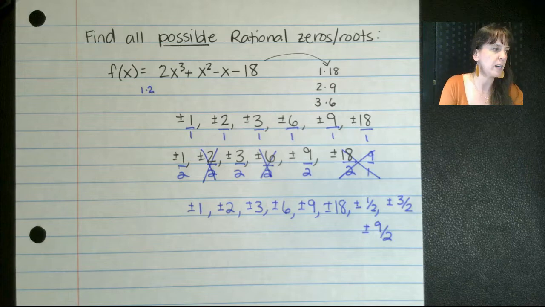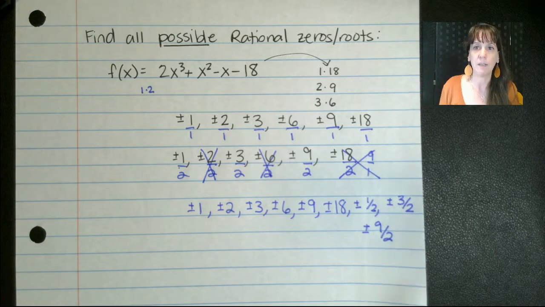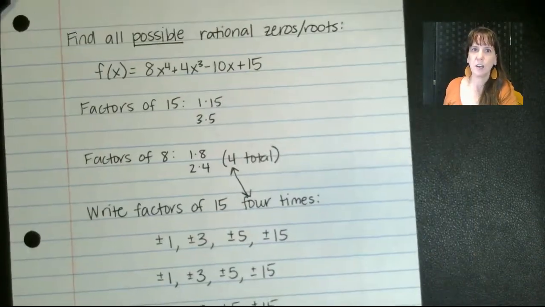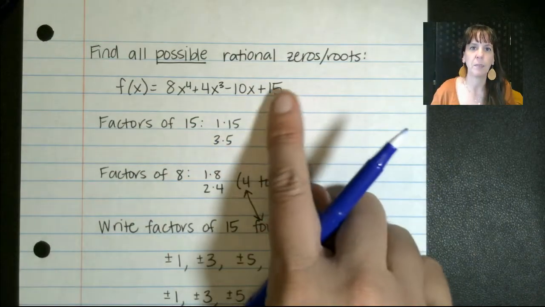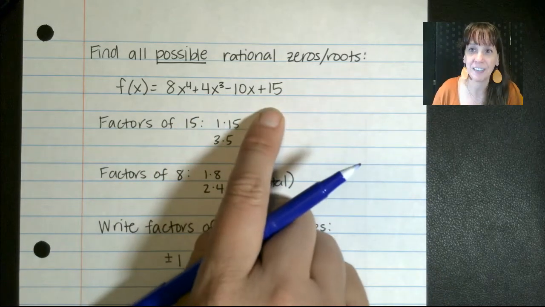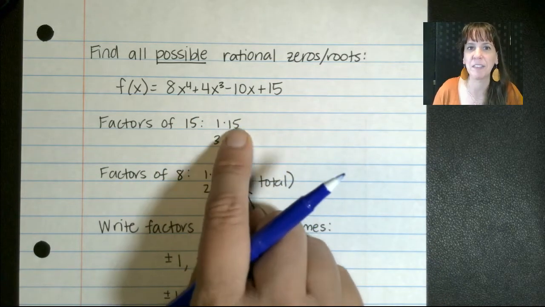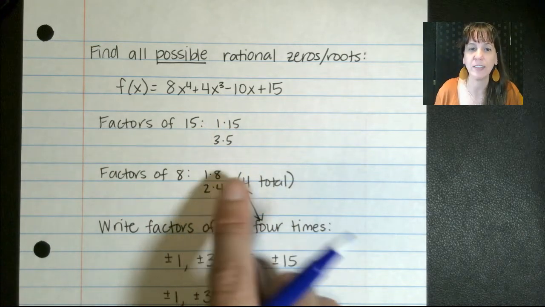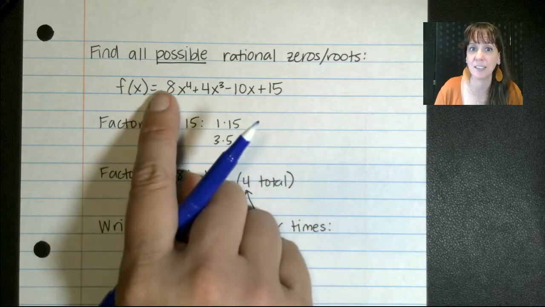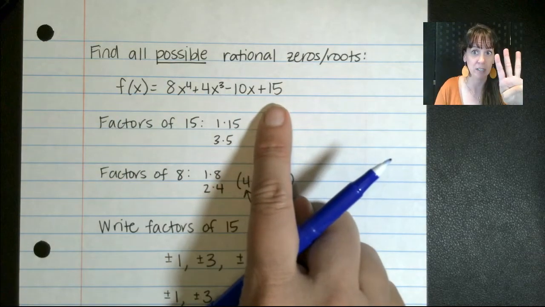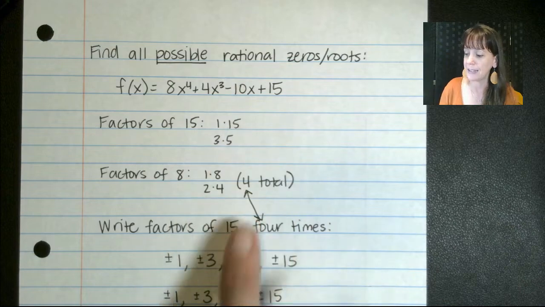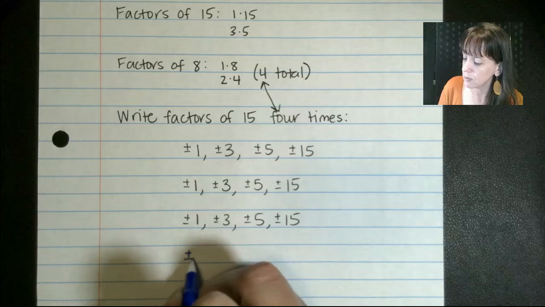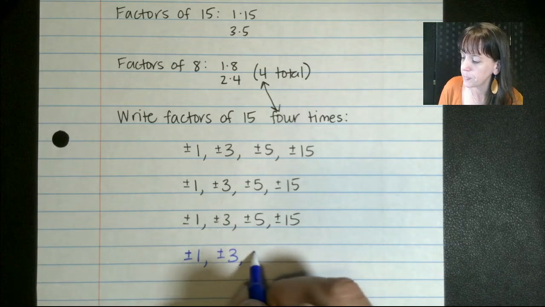Let's try it one more time just so that you feel really confident about being able to find these. Again, we look at this and for 15, the factors of 15 are 1, 3, 5, and 15. Now the factors of 8 are 1, 2, 4, and 8. There are 4 total factors of 8. So we need to take these factors of 15 and list them 4 times, one for each factor of 8. I said 4 times, and then I only wrote it 3 times, so let's write it in a 4th time here.